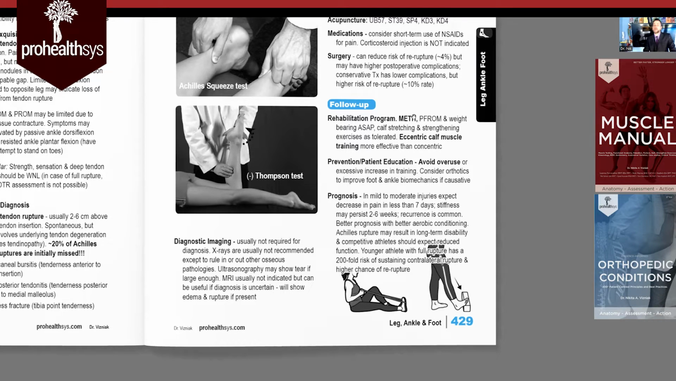Rehab program, meth them up. Movement, exercise, and traction are key. Look at applying some heat and passive range of motion. Weight bearing as soon as possible, and that includes full range of motion with calf stretching and strengthening as tolerated, and eccentric loading exercises will be key.